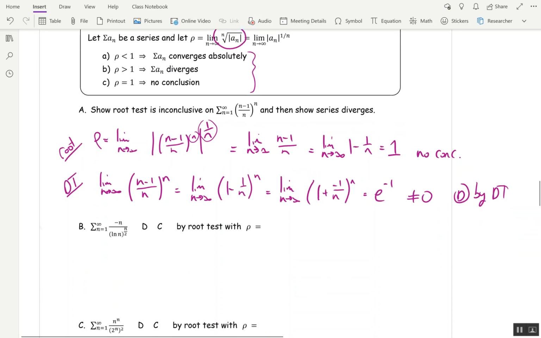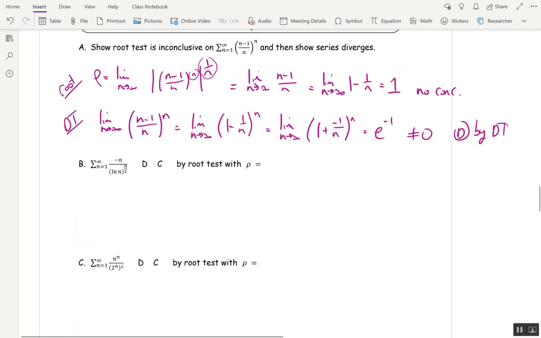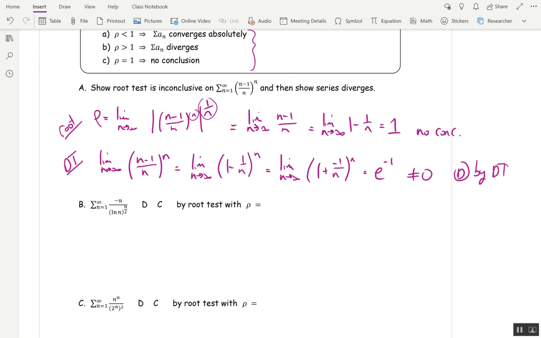Okay, so a couple more examples, and then I've got a practice problem for you to do. So here we go. We're going to use the root test. Rho is the limit as n goes to infinity, absolute value of the nth term, to the 1 over n.